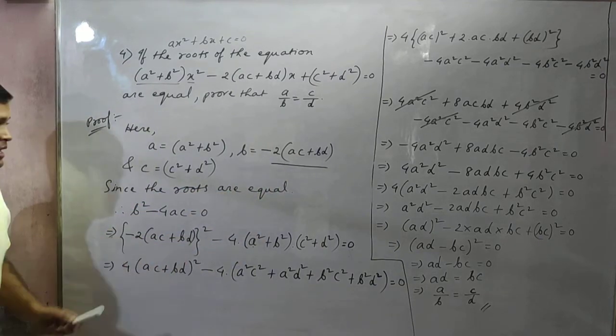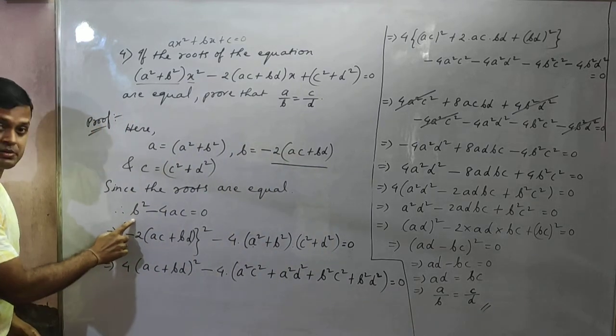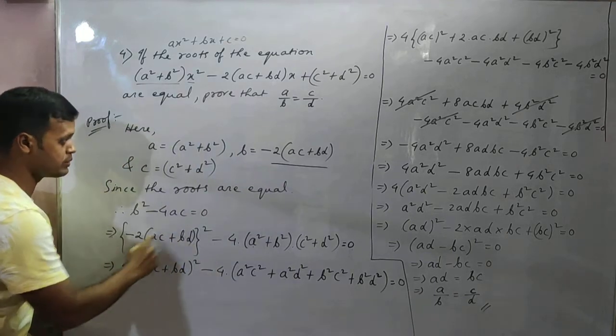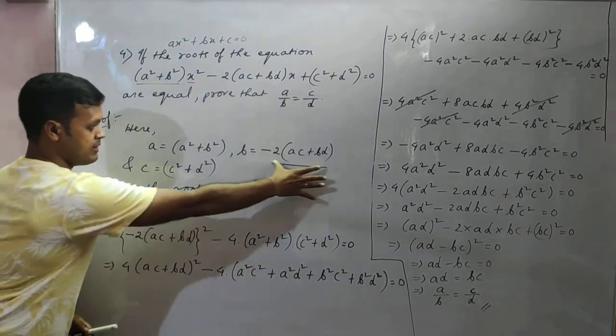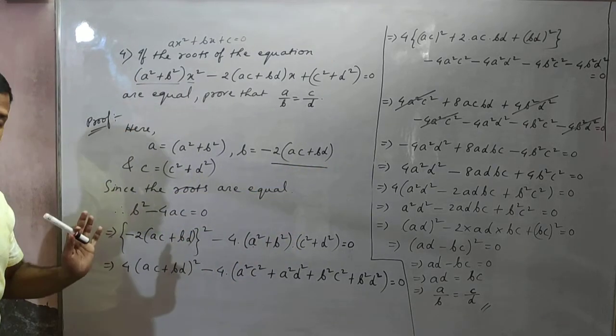In place of this b, which I wrote here as b square, you will just write minus 2 into ac plus bd, isn't it? The value of b is this one. So minus 2 into ac plus bd whole square. B square is there, so this one will become a square.